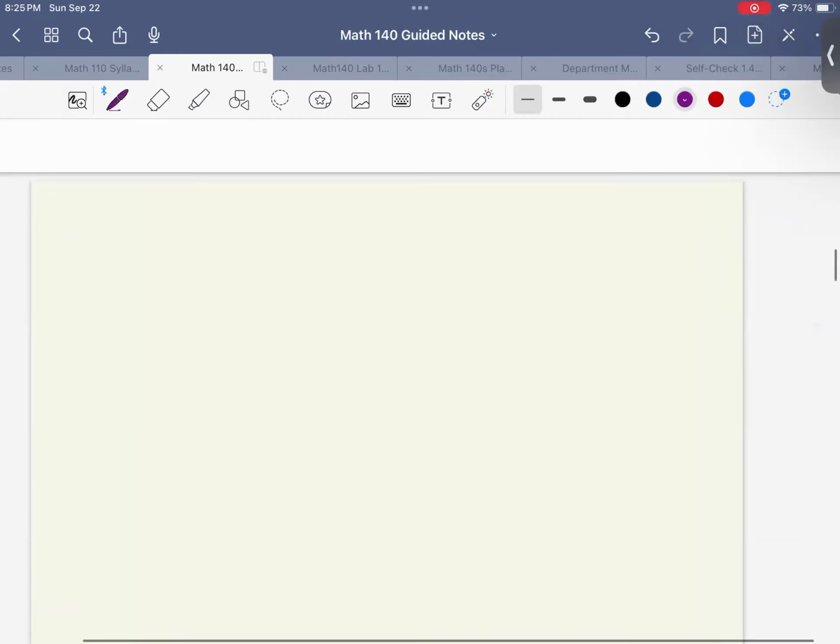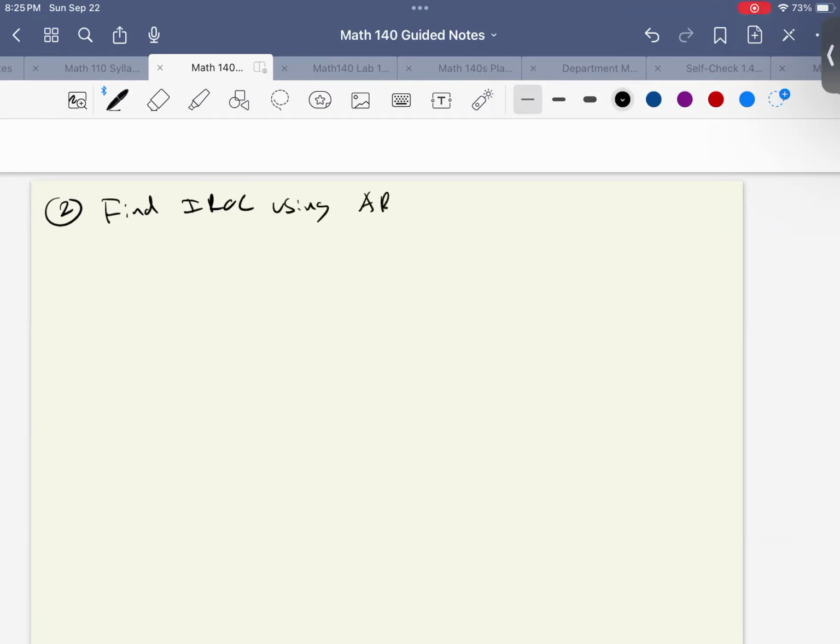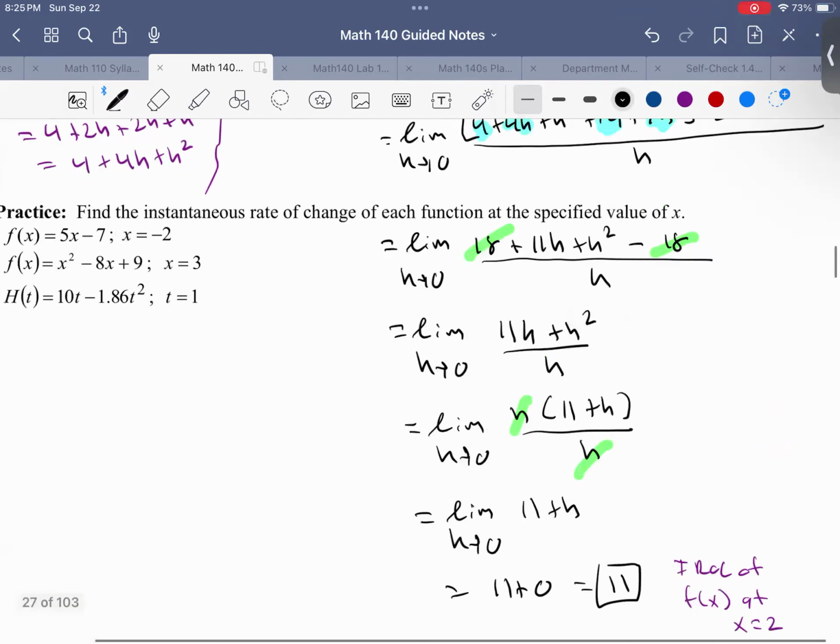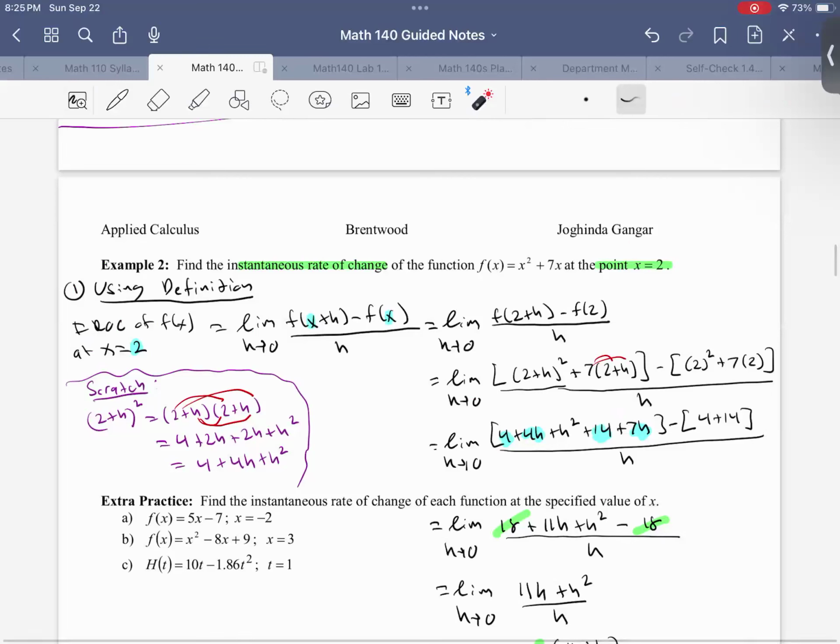So here, I'm just gonna make a second page to find instantaneous rate of change using average rate of changes. So what does that mean? Since we're checking out at the point x equals 2, what I want to do is find a couple average rate of changes around x equals 2 and then average them out. So I want to find an average rate of change from, let's say, 1 to 2 and from 2 to 3. Just pick intervals around 2.